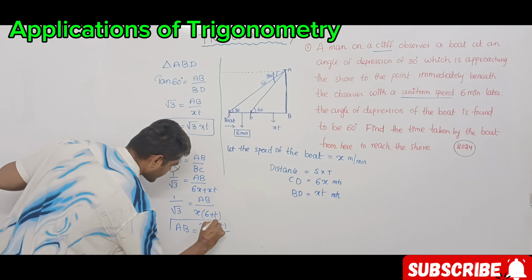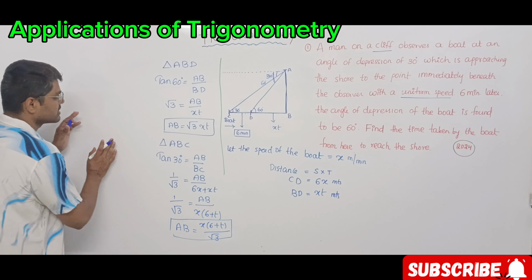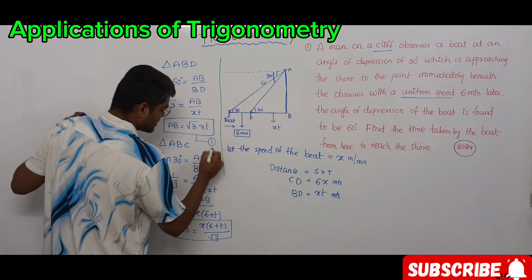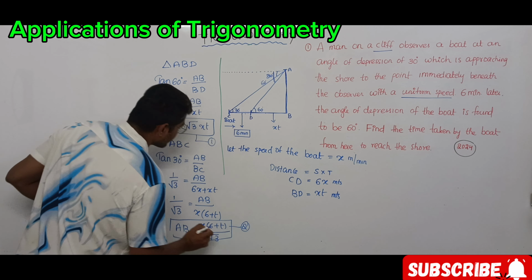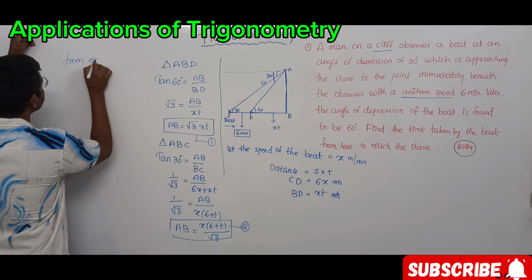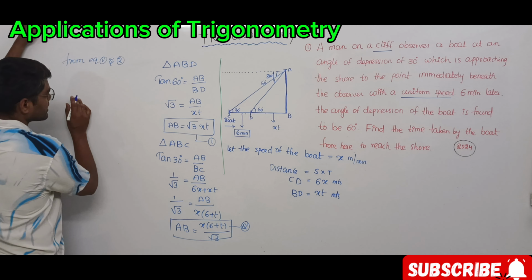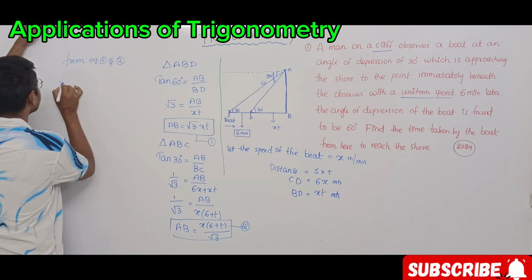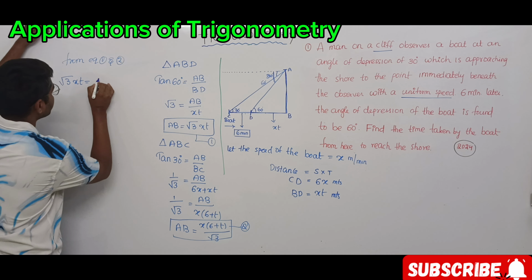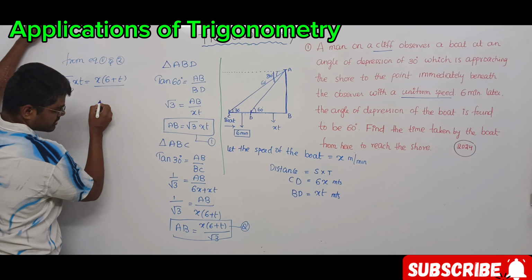This is again AB. By using these two ABs, we can equate them. Root 3 xt, let it be equation 1 and equation 2. From equation 1 and 2, AB equal to AB. So root 3 xt equal to x into 6 plus t by root 3.